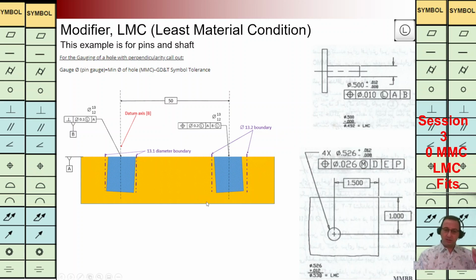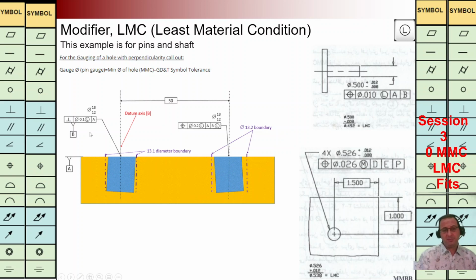Let's talk about this example. On the left-hand side, we have the perpendicularity symbol here, and the diameter of the hole should be between 12 and 13. And the least material condition, we have it here. The value of that is equal to 0.1. We need to calculate the virtual condition for that, and then we should have the biggest hole to have least material on this component.